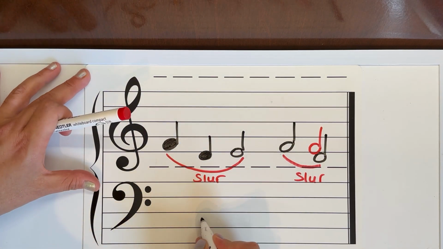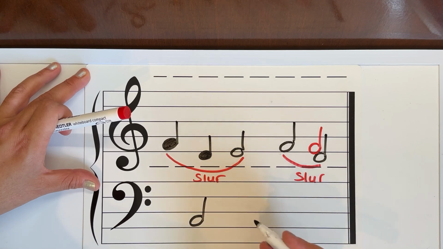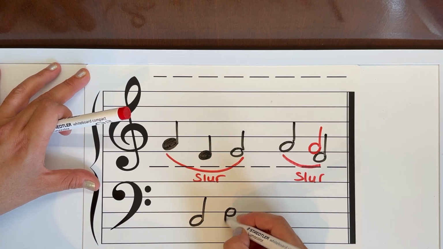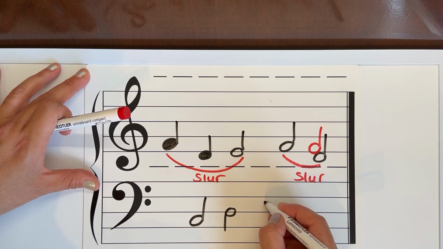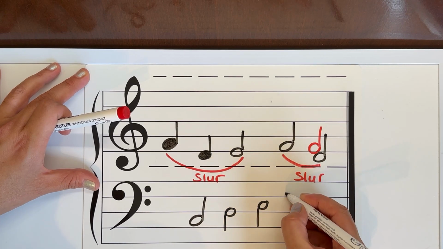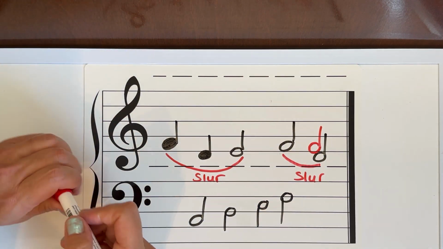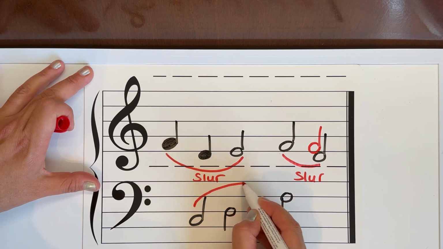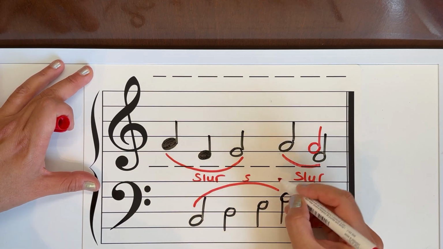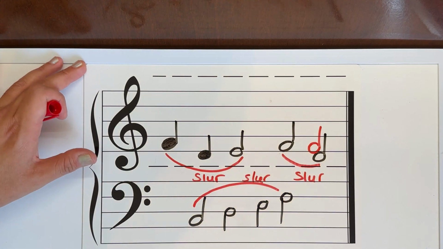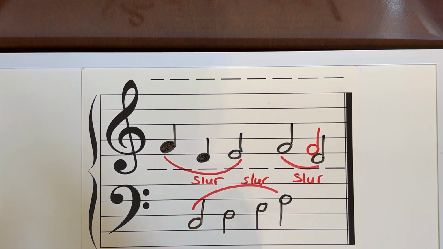So maybe down here, we'll have this cat and we'll have a dog. And we'll have this elephant here and this frog. And we are going to have a lovely slur to join all of these lovely notes. Slur. So hopefully that makes sense.